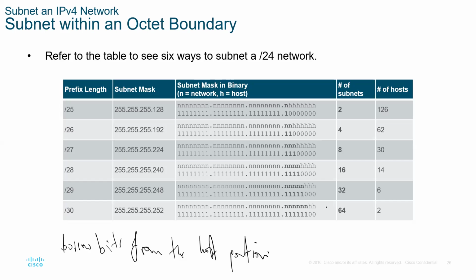So if you borrow 1 bit, you get 2 to the power of n number of subnets. If you borrow 1 bit, you get 2 subnets that you can create. If you borrow 3, 2 to the power of 3, 8. So when you are designing your network, these are the things that an engineer or an administrator needs to take note of.